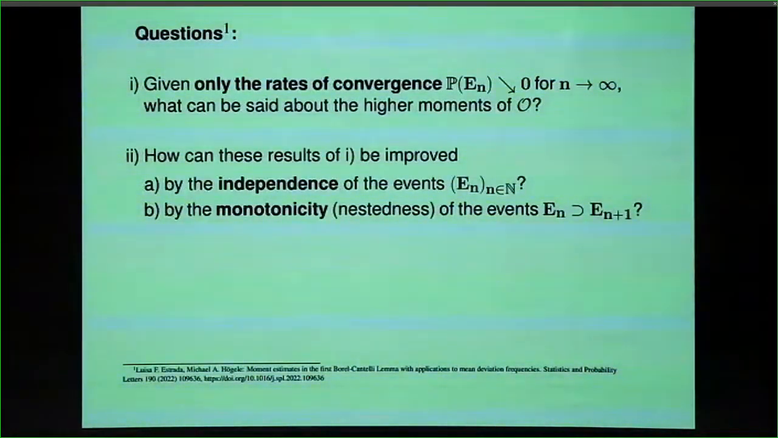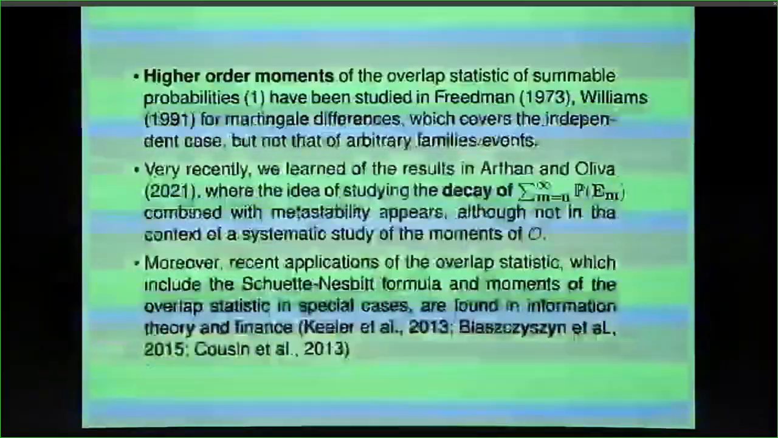So if we only have the probability of the ENs tending to zero at a certain rate, what can we say about higher moments of O? And how does this change and can be improved, hopefully, if we have the monotonicity, so they are nested, or if they are independent? Okay, what can we say? And then we would like to apply this in a very natural setting. And where do we apply Borel Cantelli? Typically, it's the strong law of large numbers. You have the weak law, and then you just strengthen it by controlling the rate of convergence of the error probabilities. Okay, this is one of the paths we want to go.